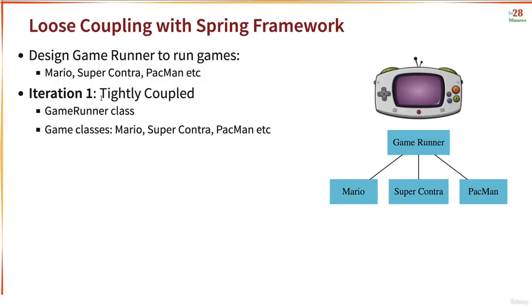Until now, we created a GameRunner class and a Mario class. And I would say that this is tightly coupled code. Why am I saying this is tightly coupled code? Let's create the Super Contra class in the next step and see why this is tightly coupled. I'll see you in the next step.